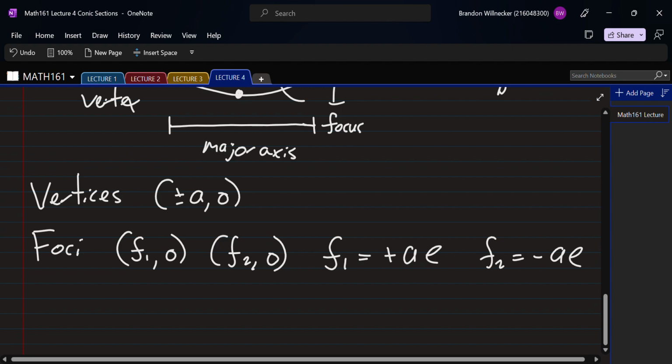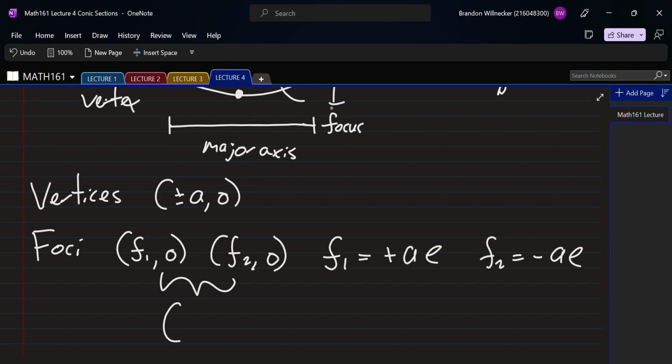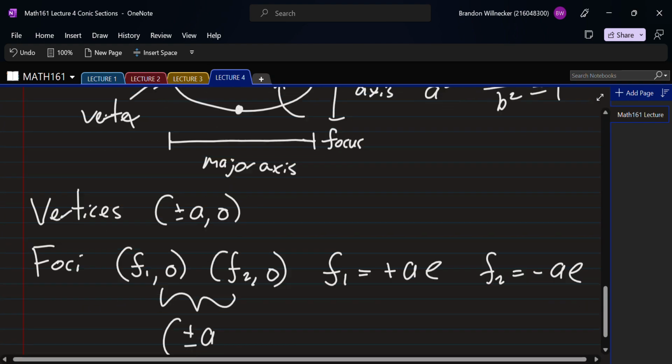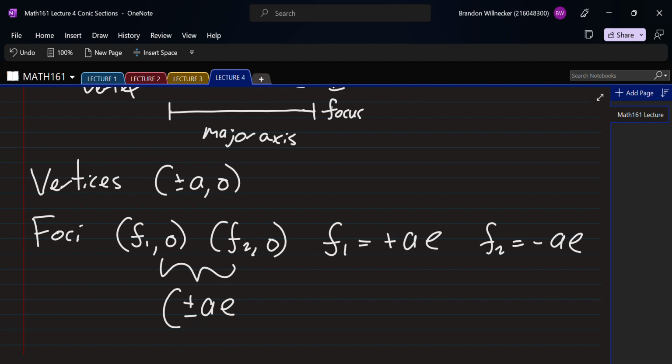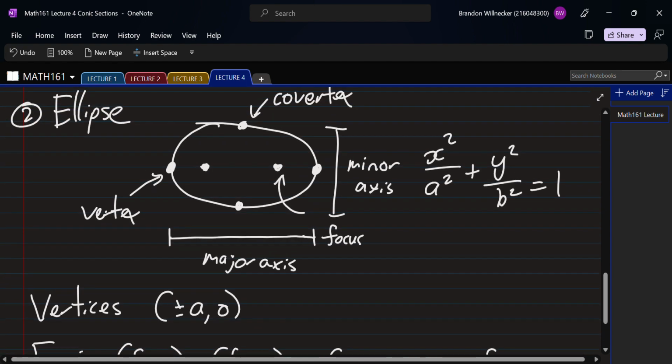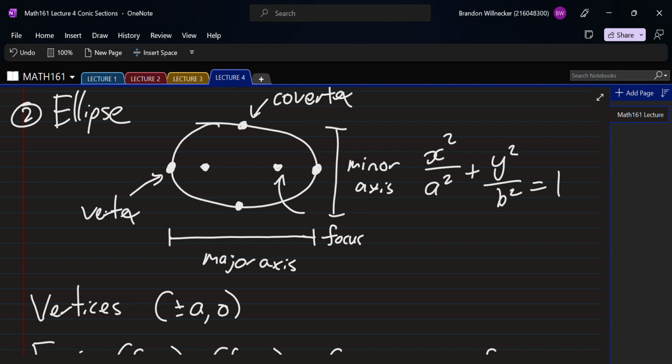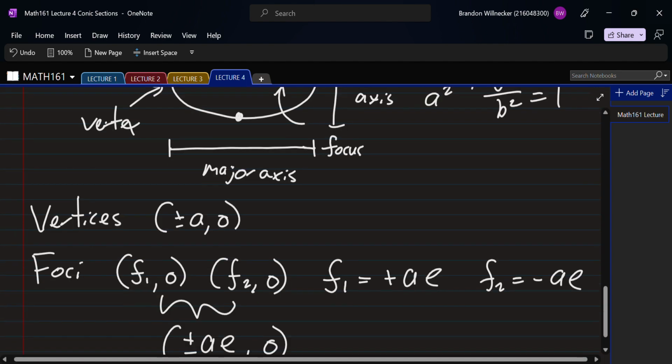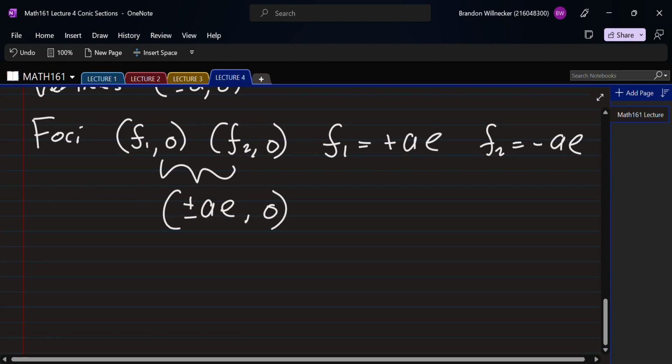Okay, so these 2 here, we could write this as plus or minus a, which is from the equation, and then e, that's the eccentricity, and 0. Okay, so those are the vertices and the foci of an ellipse that hasn't been shifted anywhere. Okay, so it's centered at the origin. If we do have a shifted ellipse, then the vertices and the foci will also be shifted.